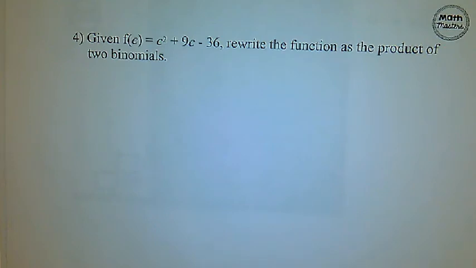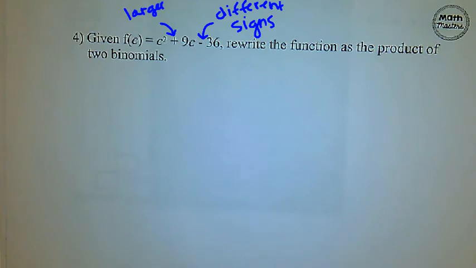So again, one more. So now I have something a little bit different, okay? So when I have this, this means different signs for the product, okay? And this means the larger factor is positive. Let me talk about that in a minute, okay?